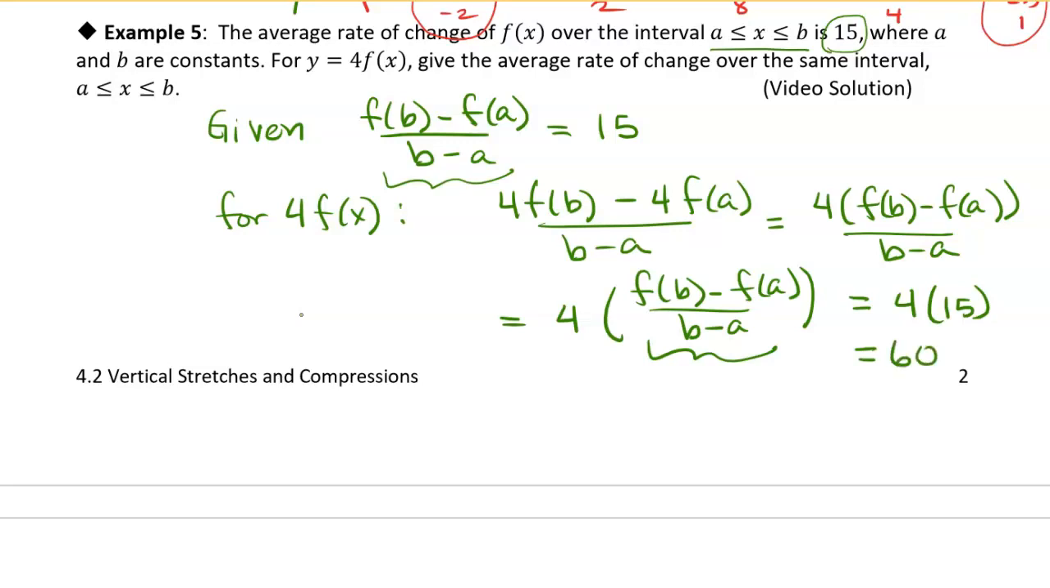So the average rate of change for 4 times f of x is basically 4 times the average rate of change for f of x. So, all right. Well, that's all I have for this section, and I'll see you in class.